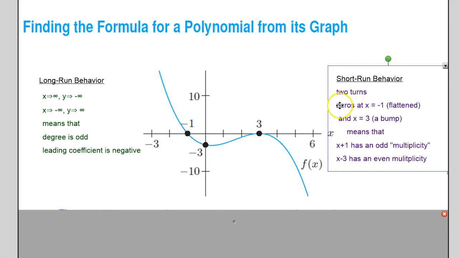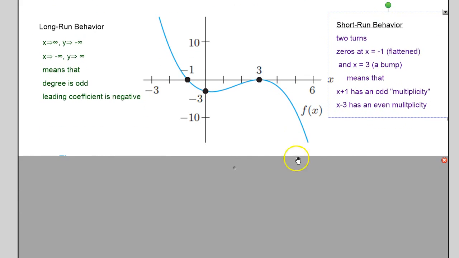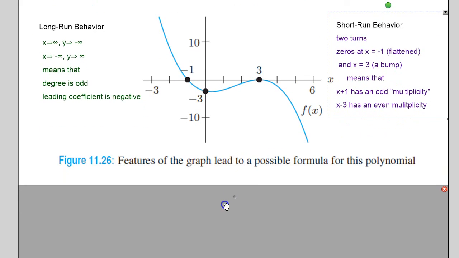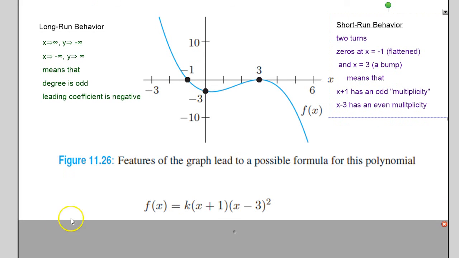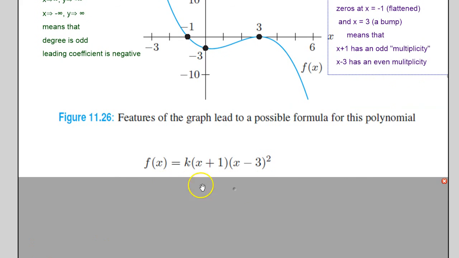From the short-run behavior, we see that it has two zeros, one at x equals negative 1, which is a flattened 0, and one at x equals 3, which is a bump. So that means that the linear factor in the polynomial is x plus 1, and it has to have an odd multiplicity, and the linear factor x minus 3 has an even multiplicity. So we can come up with this expression simply because of what we said up here. And we also know that k is negative.